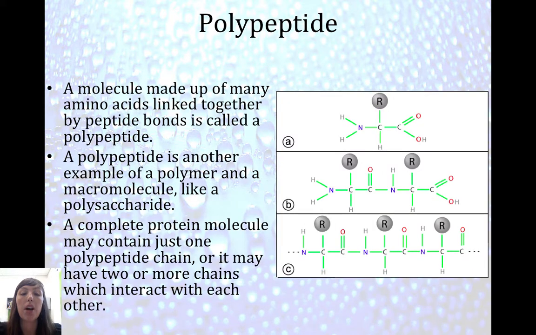A molecule made up of many amino acids: 2 amino acids is a dipeptide, but one made of many is called a polypeptide. It's another example of a polymer and a macromolecule, which is like a polysaccharide. A complete protein molecule may contain just one polypeptide chain, or it can have 2 or more chains which interact with each other.